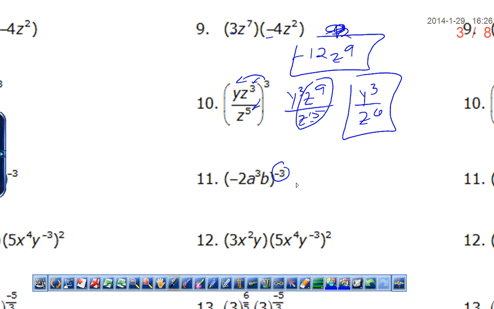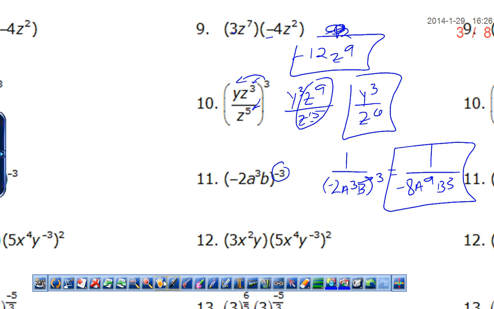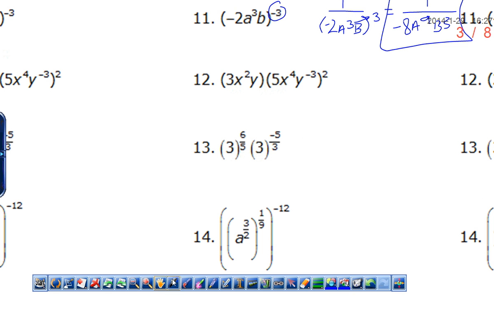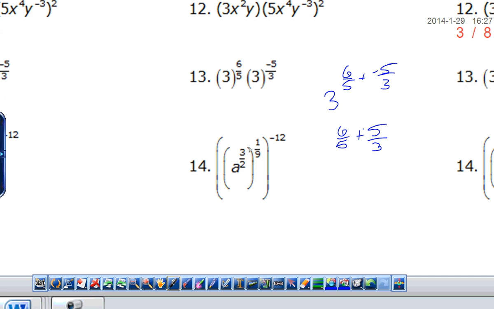Speaking of bottom, negative means this all goes in the bottom. So 1 over negative 2, a to the third, b, all to the third. Then I need to raise it all to the third. So negative 2 to the third is negative 8. Then we're multiplying. 3 times 3 is 9, b to the third. All right. Number 12 works the same way. Number 13, we need to add those together. We keep the base the same, and then I'm going to add 6/5 and negative 5/3. I'll let you find the answer to that one, but I'll tell you it needs a common denominator. So you've got to figure out what a common denominator is between those two fractions. Hint, it's 15.